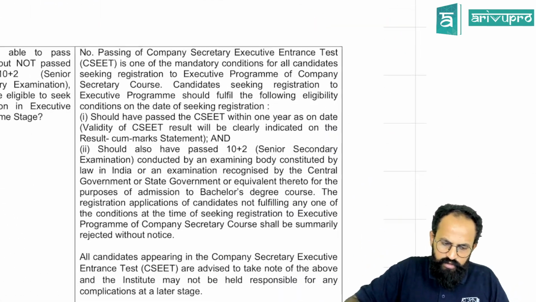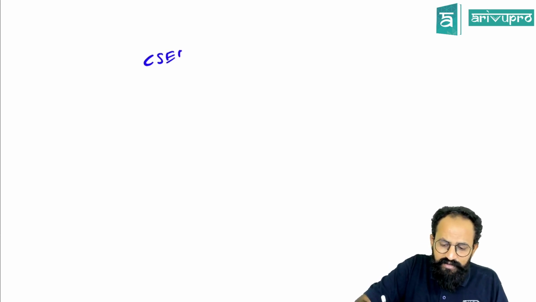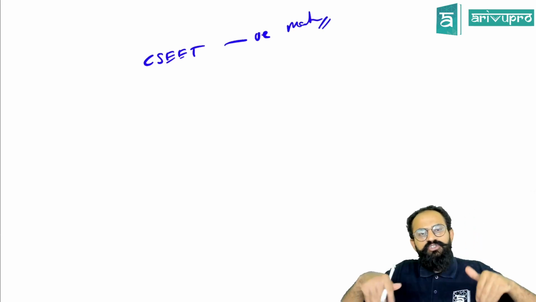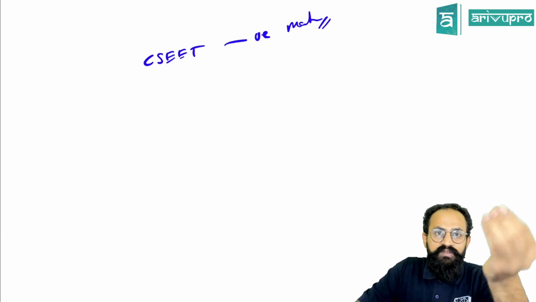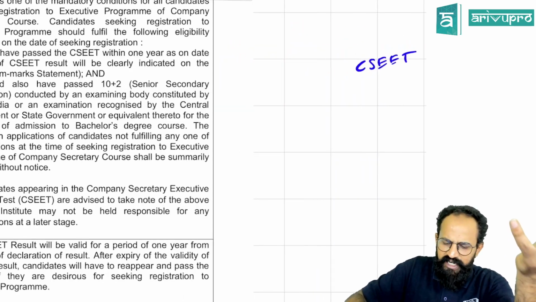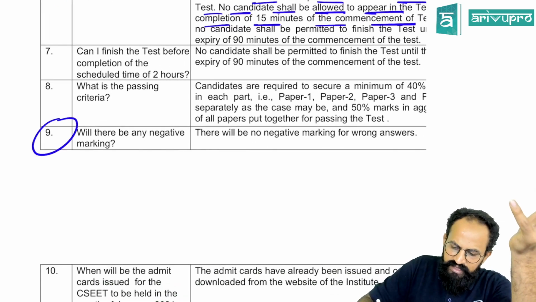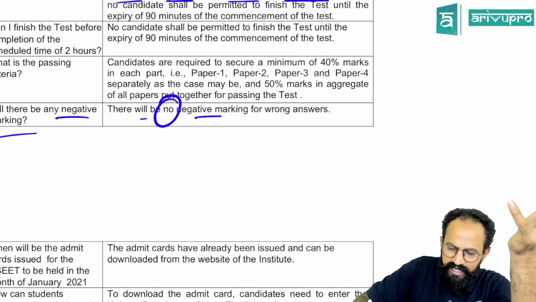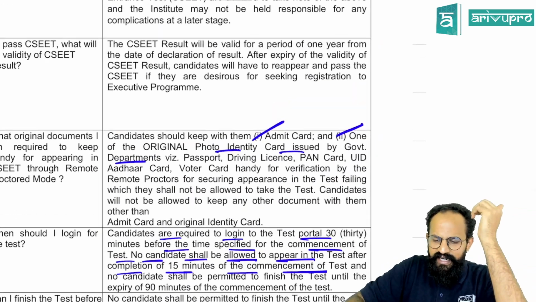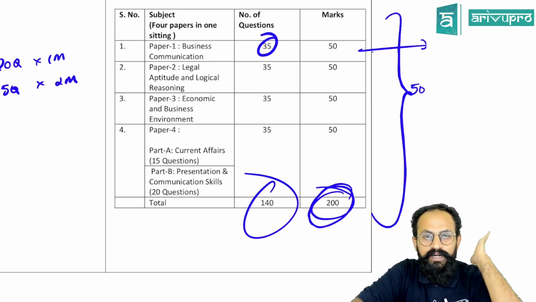This one thing you guys need to know. The main important thing, people, always remember your particular attempt, that is your CSEET, has no negative marking. There is no negative marking. So just take a shot on every question you guys see. Do not leave even one question unattended. Will there be any negative marking? There will be no negative marking for wrong answers. So at the end, you guys should have answered all the 140 questions. Not even one you guys have to leave. So remember that. Yes, people.